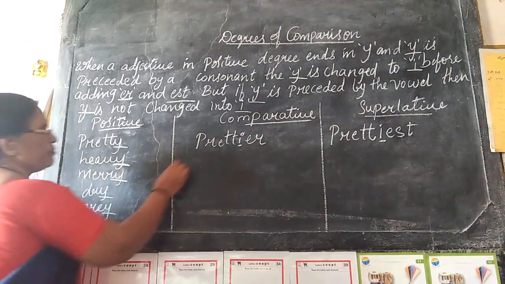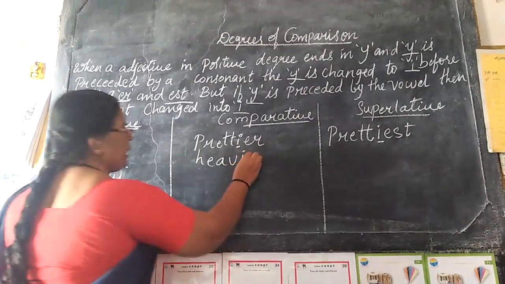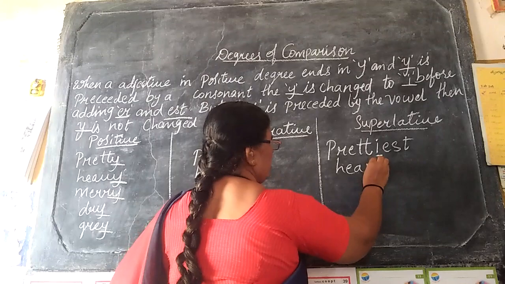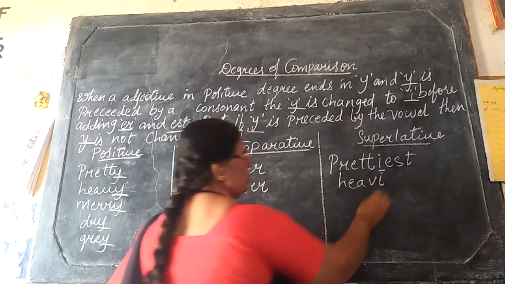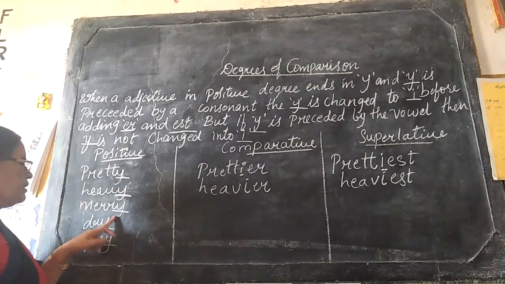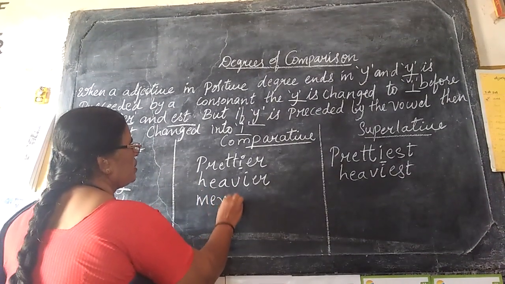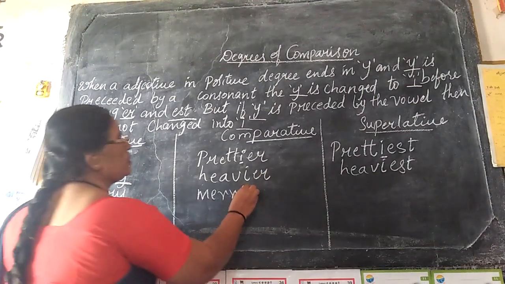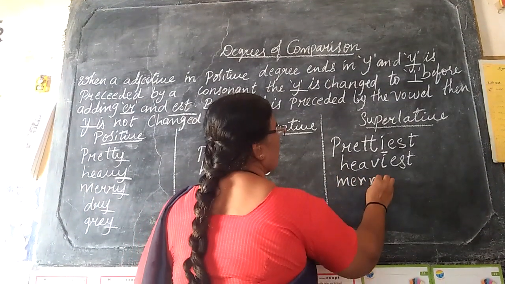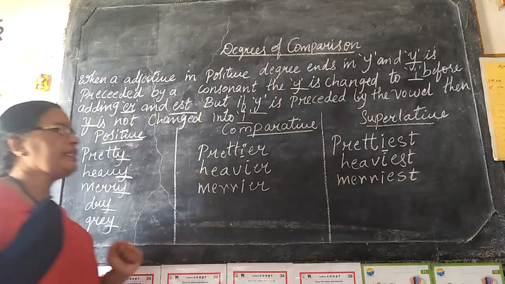In the same way, heavy. H-E-A-V-Y is changed into I. Add E-R to become a comparative degree. Same: H-E-A-V-Y is changed into I. Add EST to form the superlative degree. Merry, again you have a consonant before Y. So M-E-R-R-Y is changed into I, add E-R: merrier. M-E-R-R-Y is changed into I, and E-S-T is added to make it a superlative degree.